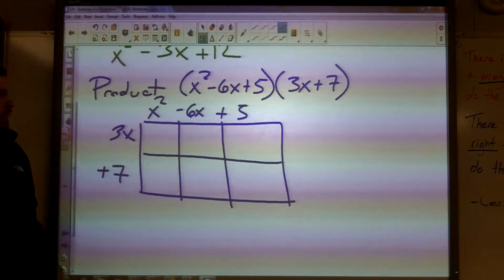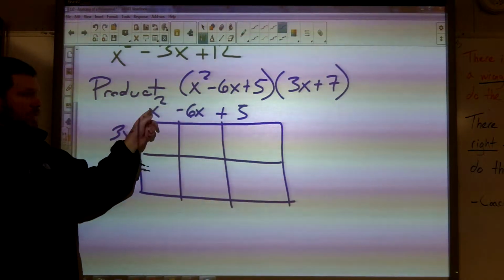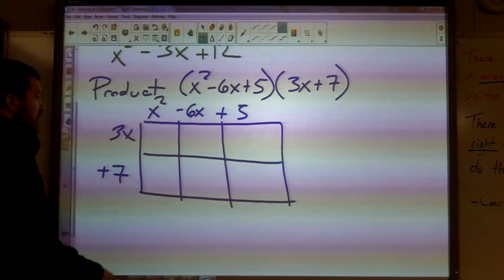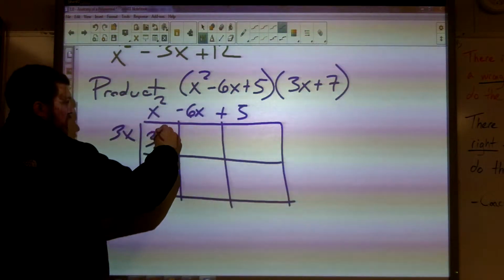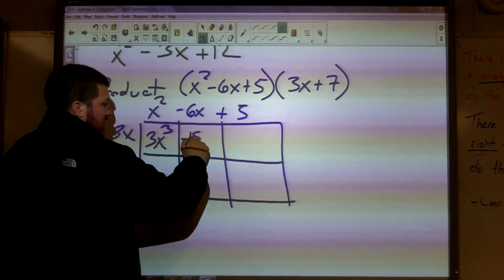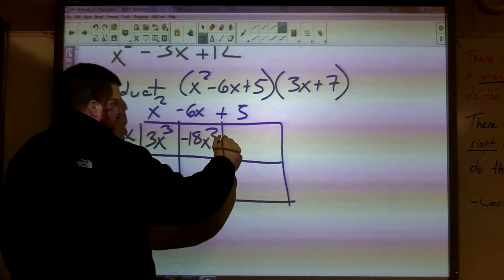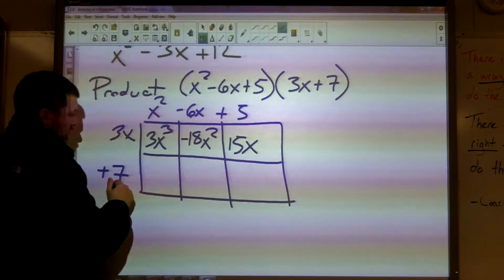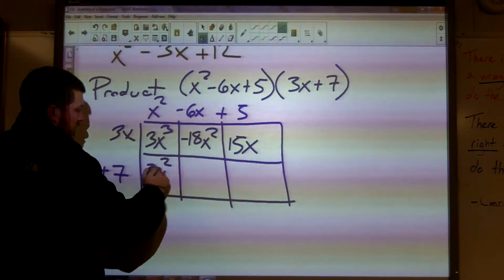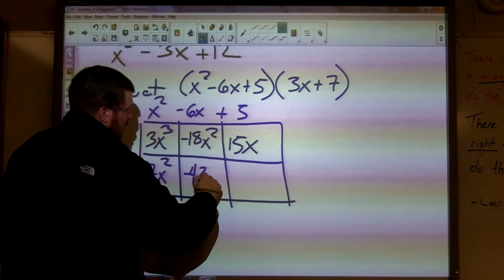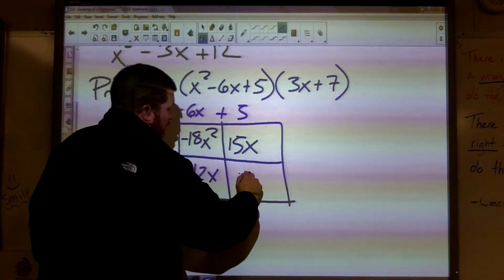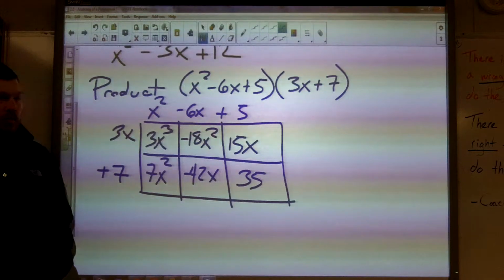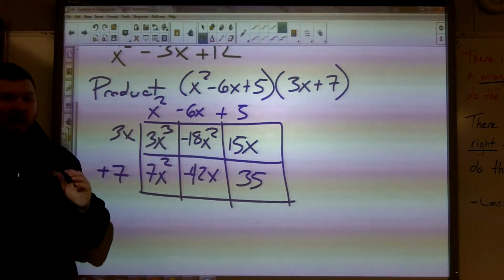Okay, and now I'm just going to go through and multiply. Remember, when you multiply by the same base, you add the powers. So I have 3x cubed minus 18x squared, 15x, 7x squared, negative 42x, and then 35.